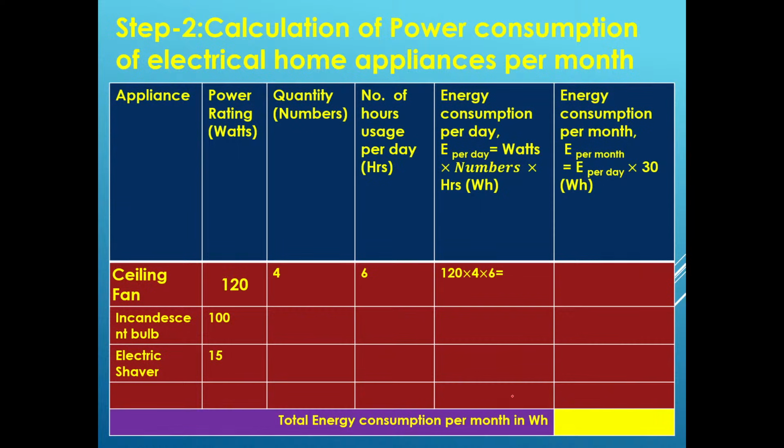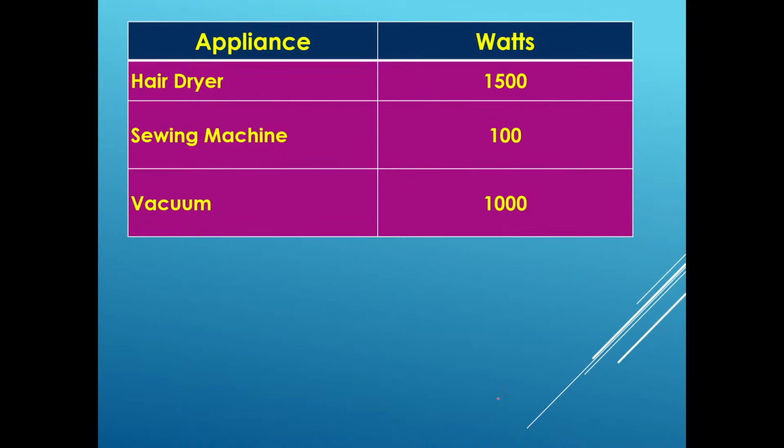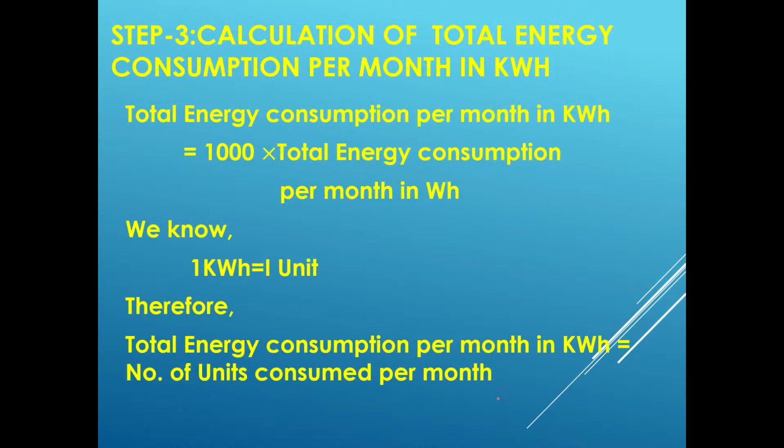After that, let us go to step number 3. Step number 3 is the calculation of the total energy consumed per month in kilowatt hour. Just now we have calculated it in watt hour. Now we will convert that into kilowatt hour.